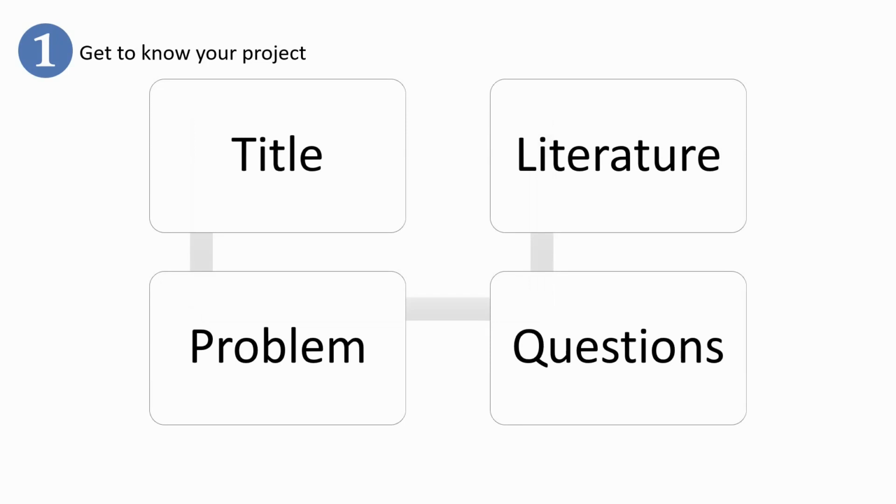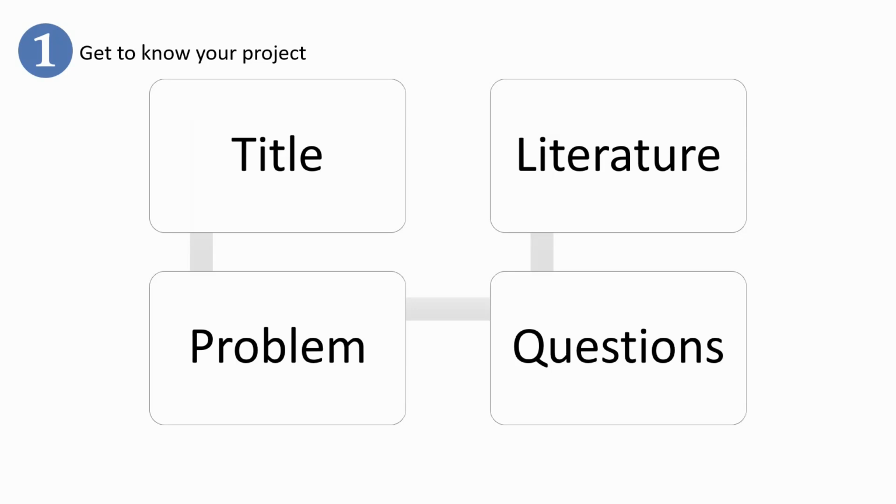So, step 1, get to know your project, even if it's just at a high level. Think about your title, the problem you would like to solve, the research questions you would like to answer, and have just a little bit of knowledge on existing literature. Once you have some sort of idea what your project is about, finding a framework is much easier.